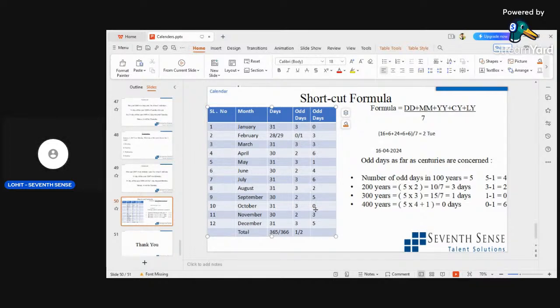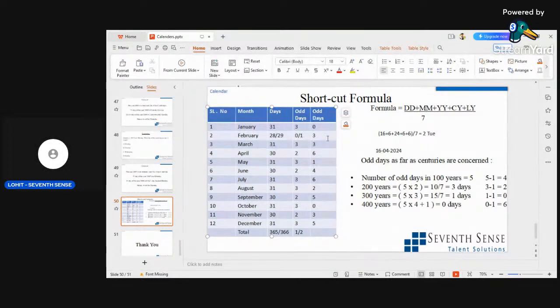5 plus 2, 7. 7 divided by 7, remainder is 0. 0 plus 3, 3. 3 plus 2, 5. That's it. So this is the short code you can calculate. You can learn it by heart also. If you're not able to learn it by heart, how are you going to learn?